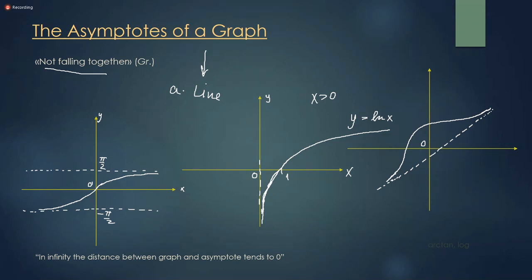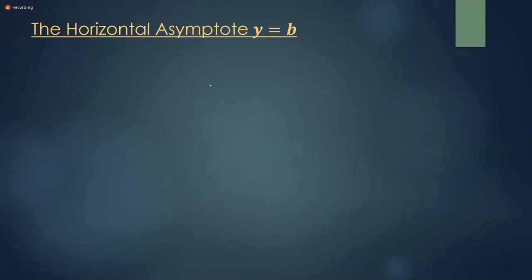Now, the big question is, can we actually see what the asymptotes are just from the equation? Because our purpose is to investigate the function so that at some point we can draw that graph, so that we can sketch and understand the function perfectly. And for that purpose, we need to establish asymptotes not from the graph, but from the equation. And so we start with the simplest case, the horizontal asymptote, as we saw.